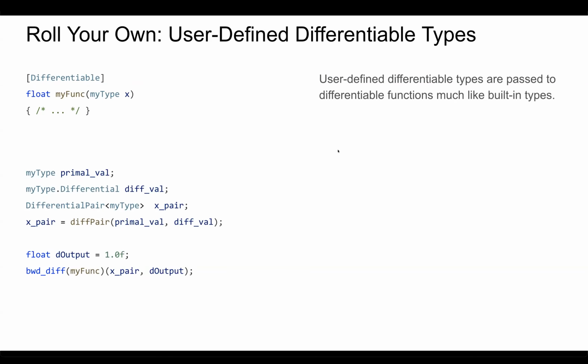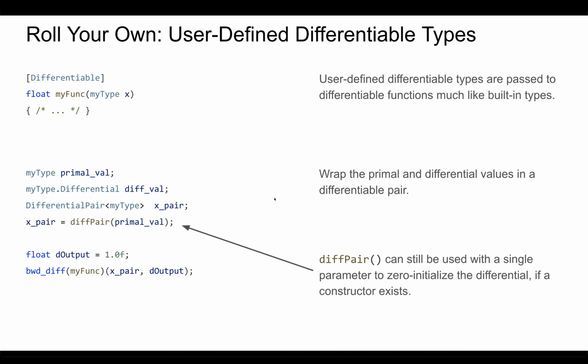Passing user-defined differentiable types to functions looks pretty much the same as passing built-ins. You'll still wrap the primal and the differential in a DiffPair, the same as you would for a built-in type. And you can still use the DiffPair with a single parameter to zero-initialize the differential. This is provided as part of the differentiable interface. You just have to have a constructor which can take that 0.